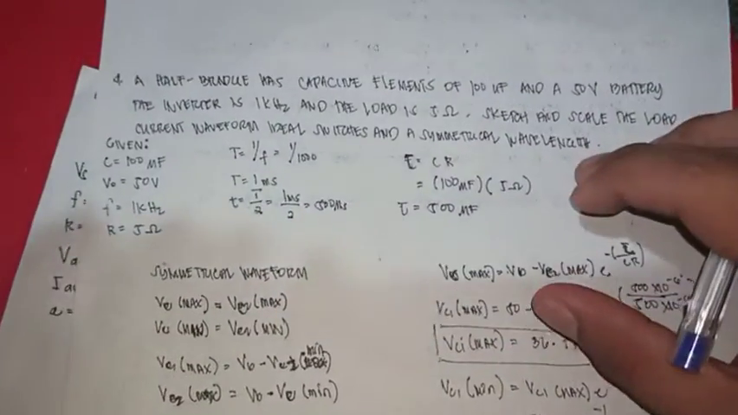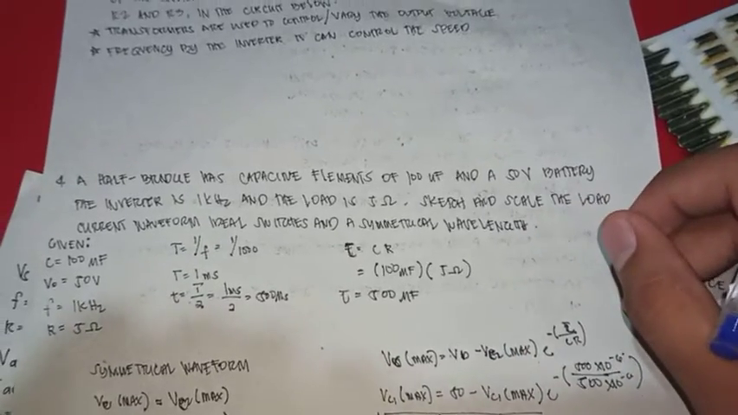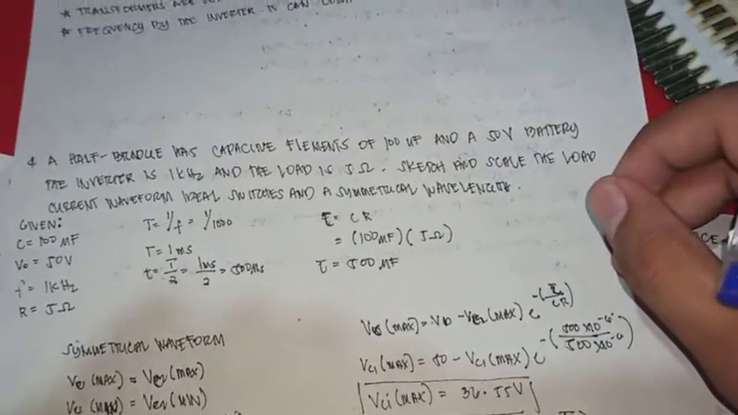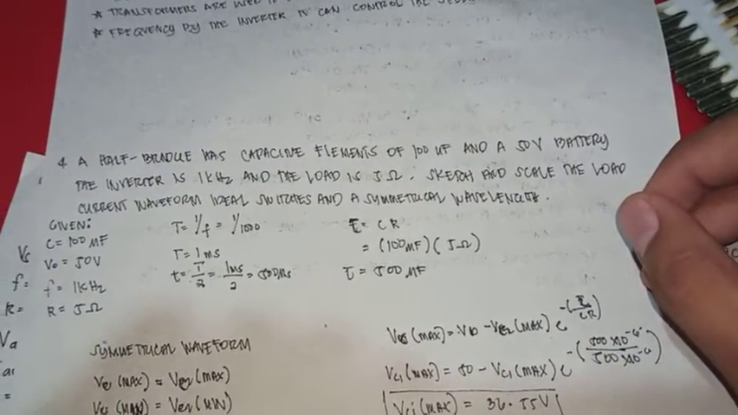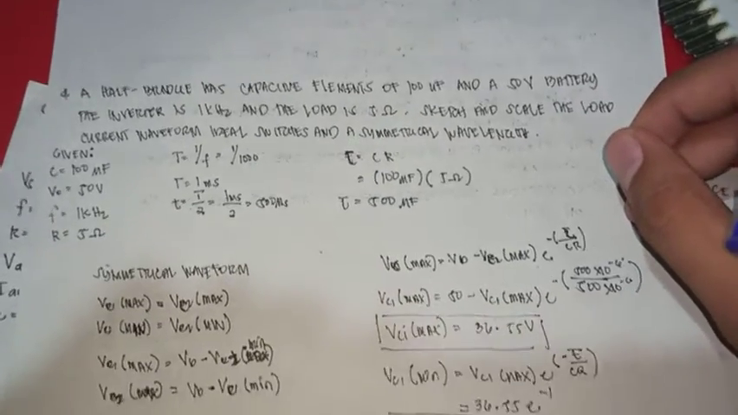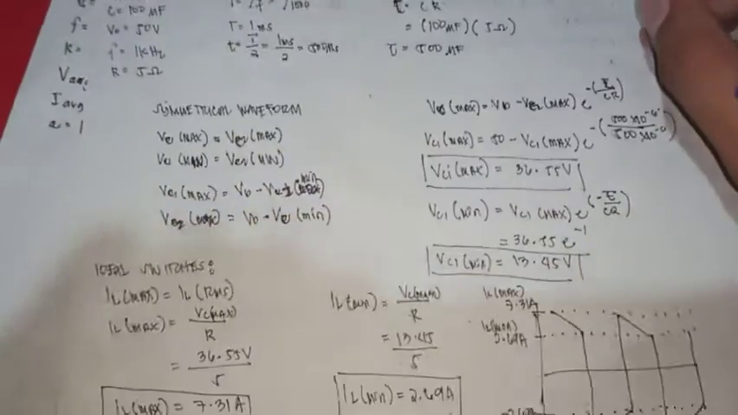The last one is a half bridge with a capacitive element of 100 microfarad and a 50 volt battery. The inverter frequency is 1 kHz. The load is 5 ohms. Sketch the load current waveform, with ideal switches and symmetrical operation.